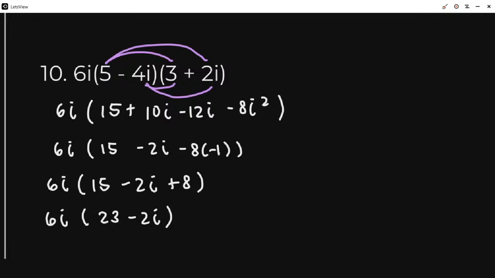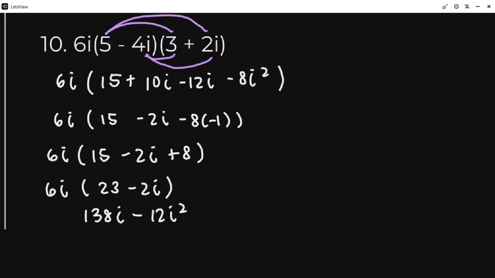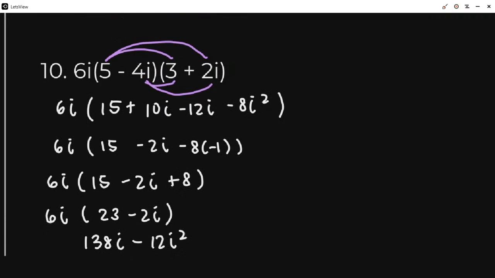And then now I'm going to distribute the 6i. So then I'll get 138i minus 12i squared. And since i squared is negative 1, I get 138i minus 12 times negative 1. So that'll become positive 12, and the whole number comes first. So 12 plus 138i.